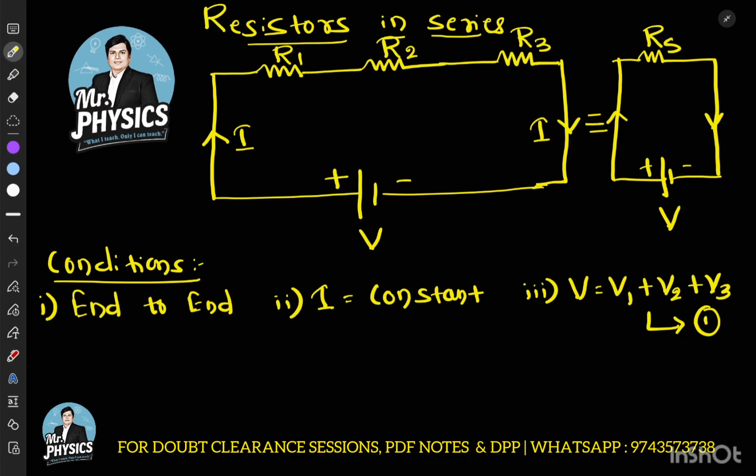So altogether, resistors are said to be connected in series if they are connected end to end, such that the current flowing across the combination is constant and the potential difference across the combination is equal to the sum of potential differences across individual resistors.